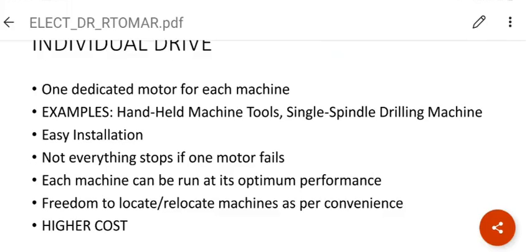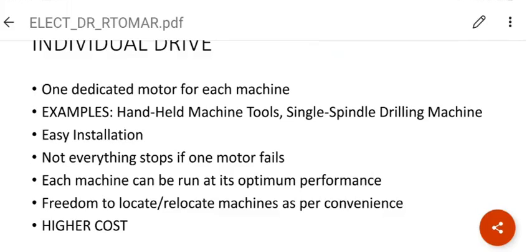Special tools are there even in your workshop. There are special tools, so usually each tool has its own motor attached to it. Installation is easier because you don't have to worry too much about converting speed from one machine to another. Each machine has a dedicated motor. And if one motor fails, all the other machines will keep going at least. That is one big advantage.